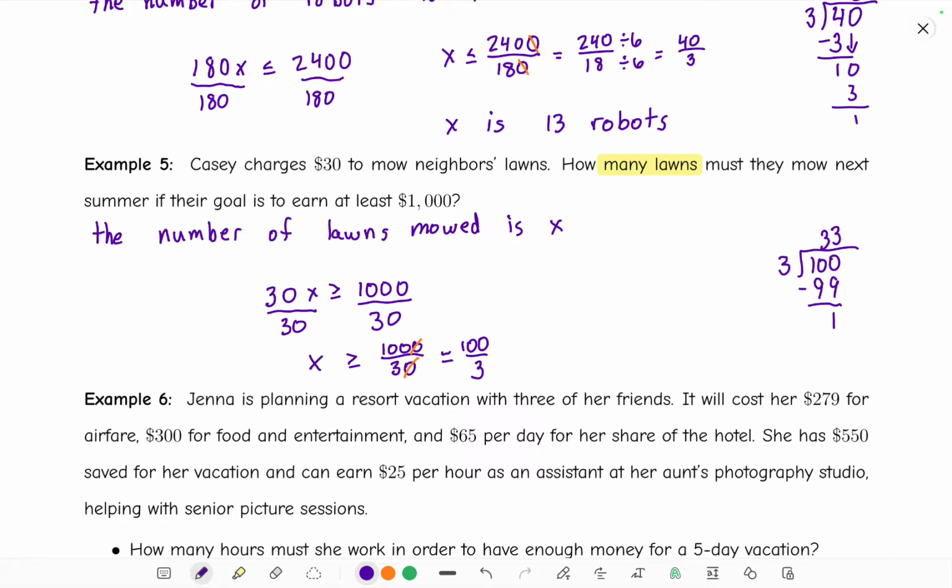And just like with the robots, I don't care what the decimal is because I only want a whole number. But this time, I have to be greater than or equal to that number. So to be greater than or equal to that, whatever that decimal is, I actually have to round up to the next whole number. So X is 34 lawns. And that's how we do example 5.